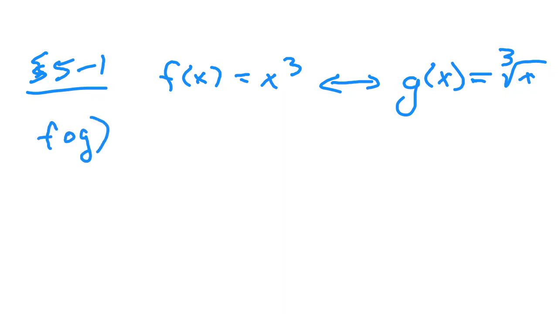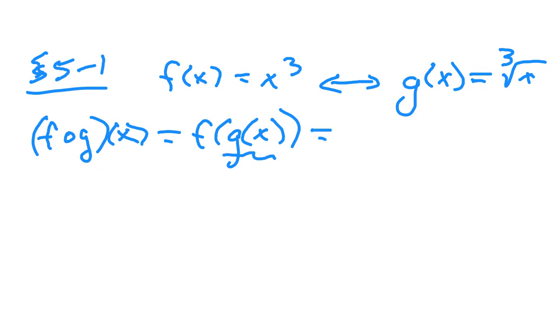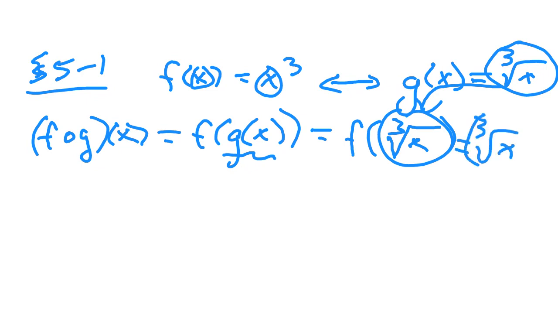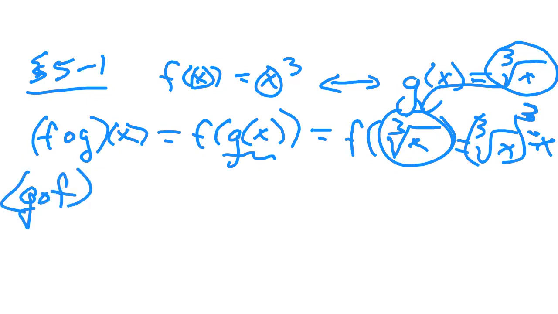If I do f composed with g evaluated at x, that's f evaluated at g of x. So we put in g of x first. That's f evaluated at the cubed root of x, because that's what g is. So we plug that in right there. And then f of anything is that anything quantity cubed. So this is the cubed root of x, quantity cubed, which is what? That's equivalent to x.